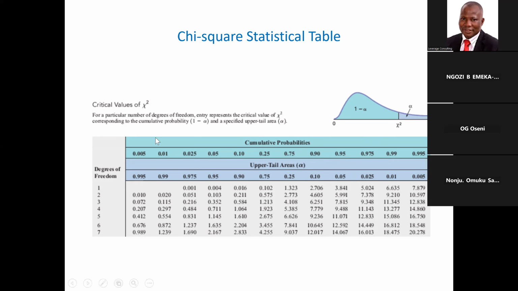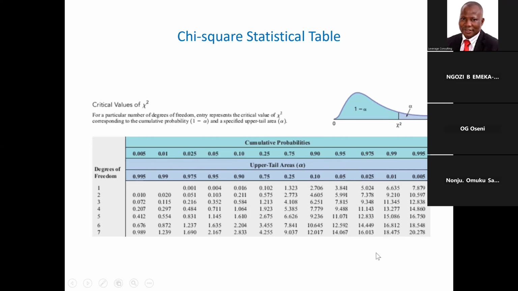So if you look at it, you go to where the confidence is 0.95, which is 95%, and the corresponding p-value is 0.05. That is the level of significance we have chosen. And for degree of freedom 1, the critical value of chi-square is 3.841.